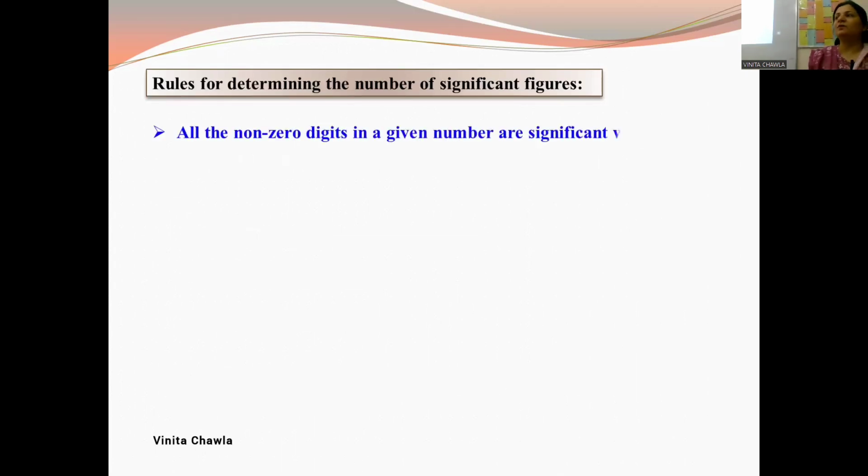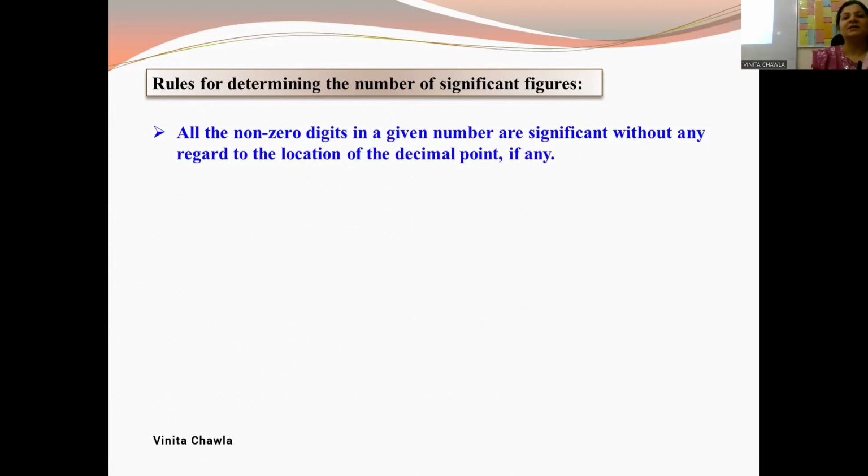Now, how do we determine the number of significant figures? All the non-zero digits in a given number are significant without any regard to the location of the decimal point, if any. For example, if we have 18452, it has 5 significant digits. So all the digits you can see are non-zero, so they are significant. So we have 5 significant digits in this case. Please write this example. Examples are important. So 18452 has 5 significant digits. This is rule 1.